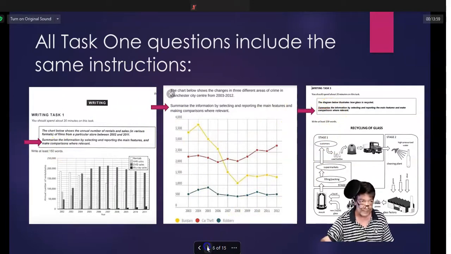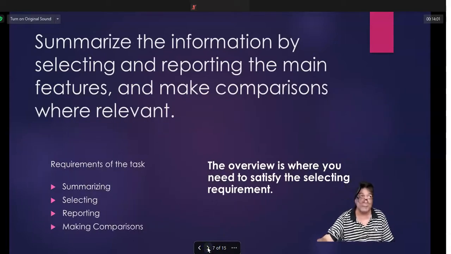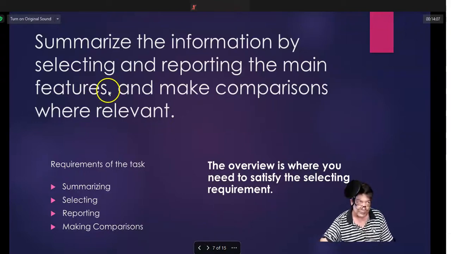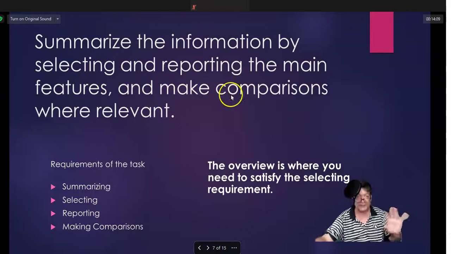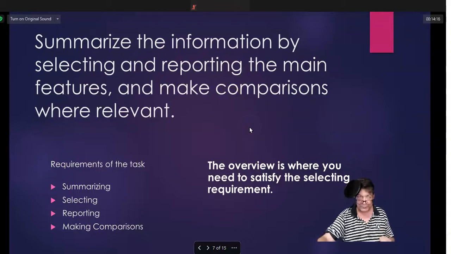And what does it tell us? It tells us summarize the information by selecting and reporting the main features and make comparisons where relevant. Sometimes they include the comma, sometimes this becomes making, but it doesn't matter. Those are the instructions. When you go back and you look at the band descriptors, I could go back, but it'll mess up my recording.